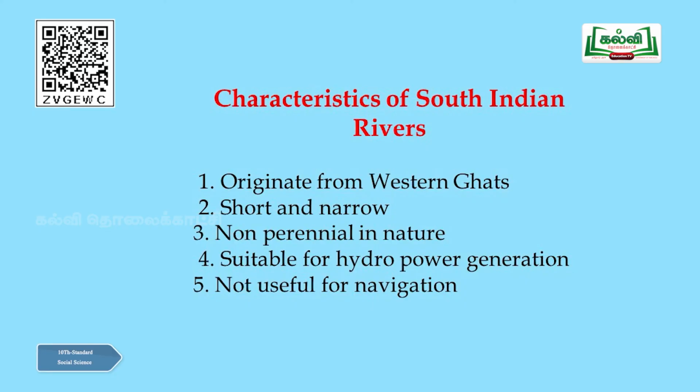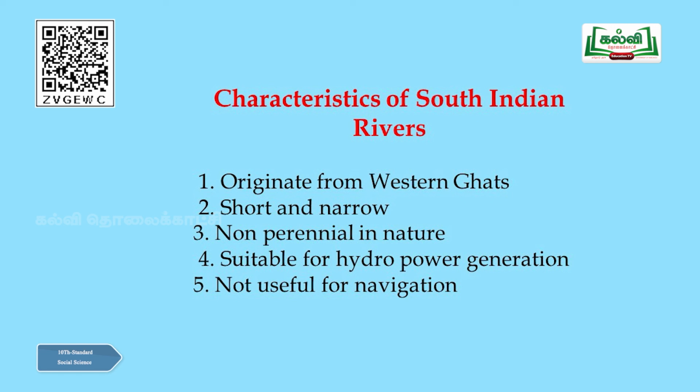So far we have learnt about the east flowing rivers as well as the west flowing rivers. Now we are going to see the characteristics of South Indian rivers. First, all these rivers originate from the Western Ghats. Second, these rivers are very short and narrow. Third, they are non-perennial in nature.